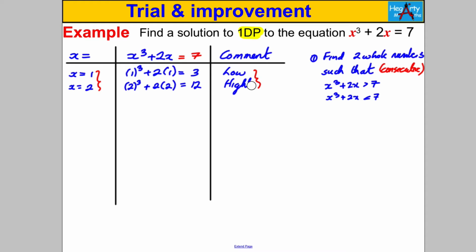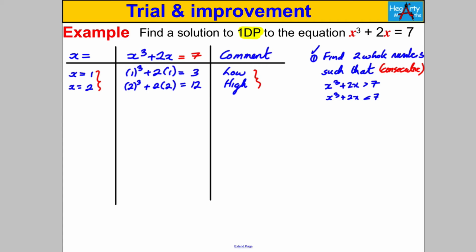And now that tells me that the answer that I'm looking for must be between 1 and 2 now. Obviously it can't be bigger than 2 because 2 is already too high. It can't be smaller than 1. 1's already too low. Now sometimes you might have to guess a few numbers to find the two whole ones, but that is your first step and you must do that. You can't just start guessing decimals. You must get two consecutive wholes.